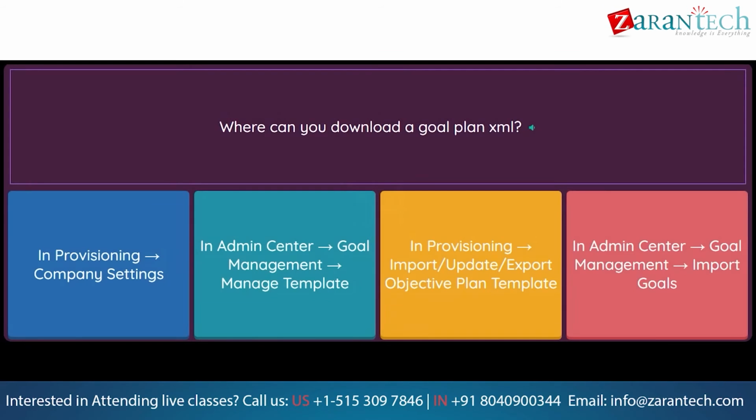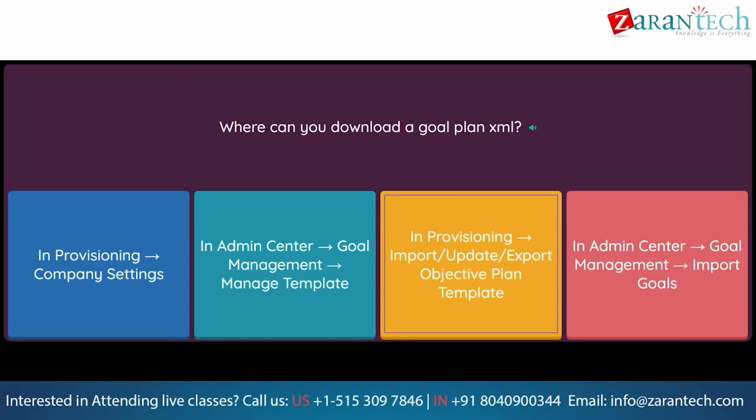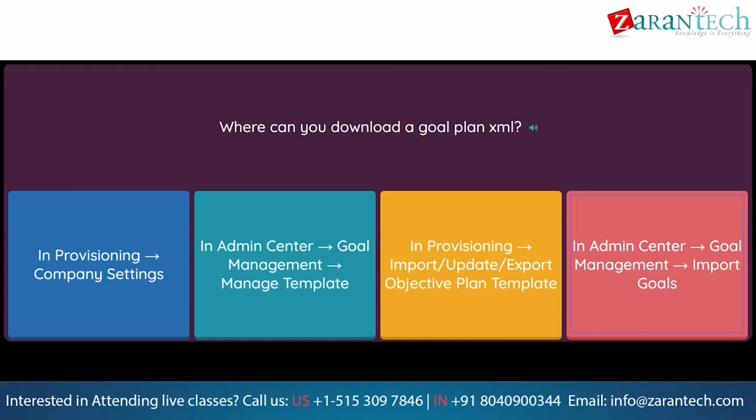Question: where can you download a goal plan XML? Option 1: In Provisioning → Company Settings. Option 2: In Admin Center → Goal Management → Manage Template. Option 3: In Provisioning → Import/Update/Export Objective Plan Template. Option 4: In Admin Center → Goal Management → Import Goals.